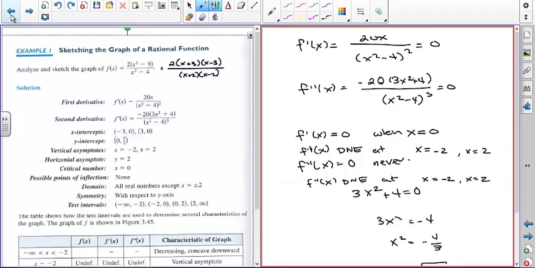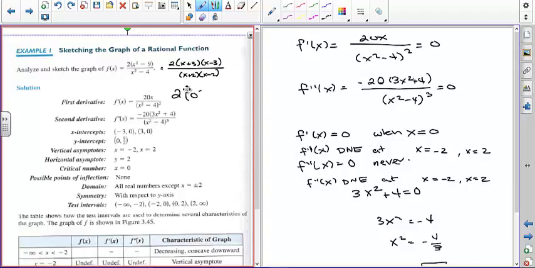The original function is this. If you plug 0 in, you'll get 2 times 0 squared minus 9 divided by 0 squared minus 4. So that's 9/4, 9/2. So f of 0 is 9/2.